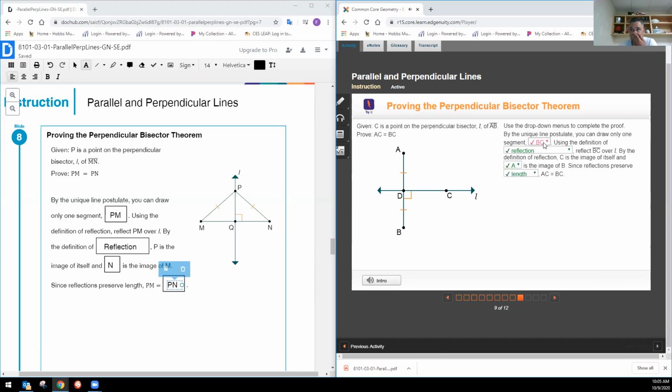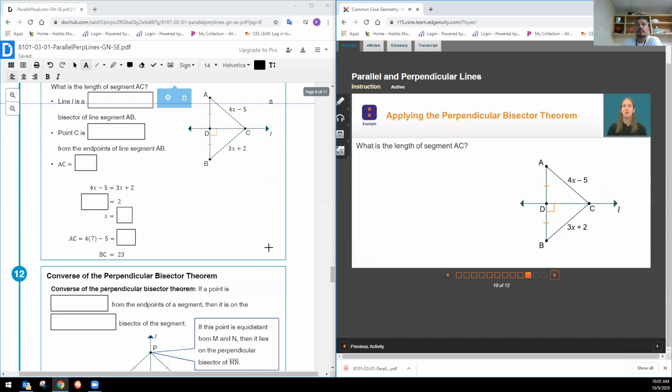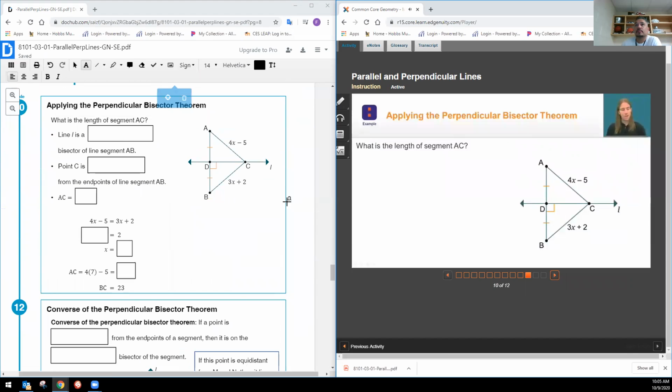Now that you have proven the perpendicular bisector theorem, let's examine some of its applications. Let's use the perpendicular bisector theorem to solve a problem. Here we're given a diagram, and it has a line segment AB and also a line L. And what we're asked to do is find the length of line segment AC.